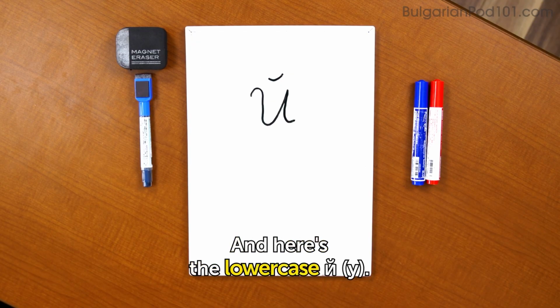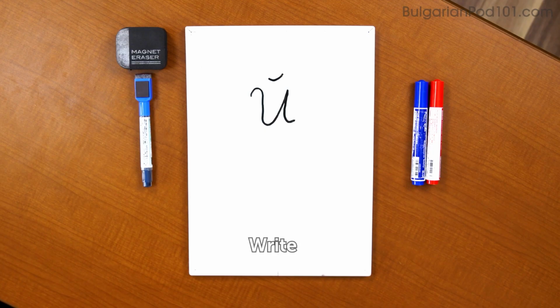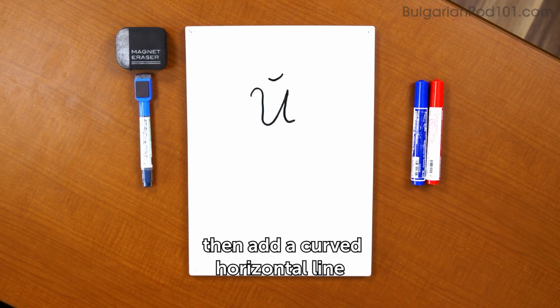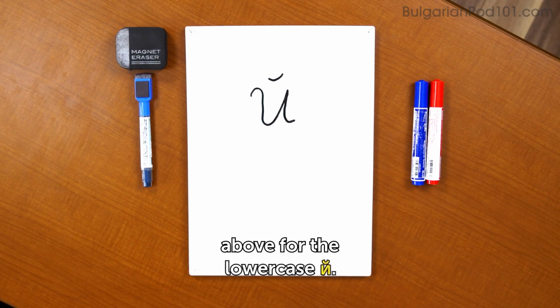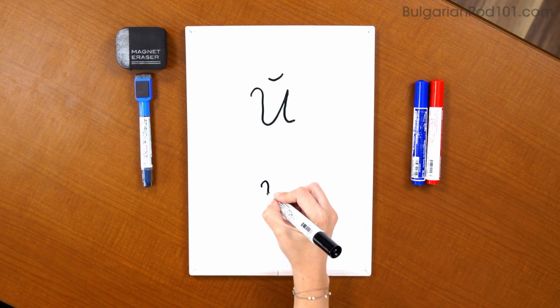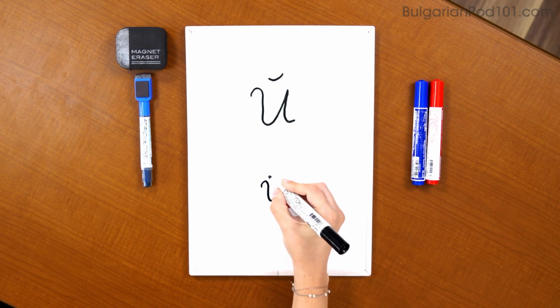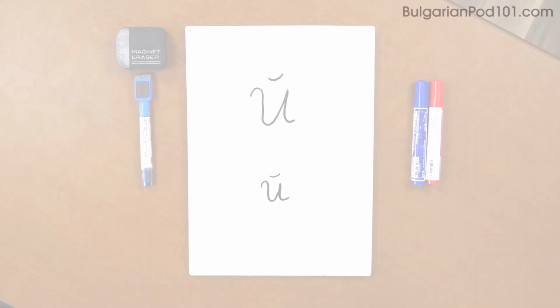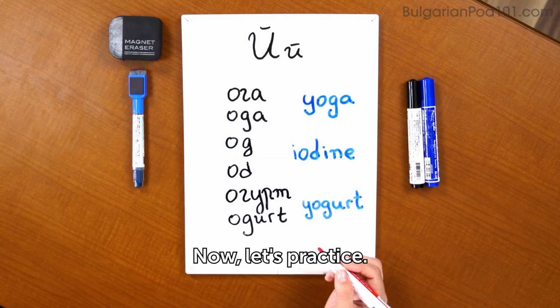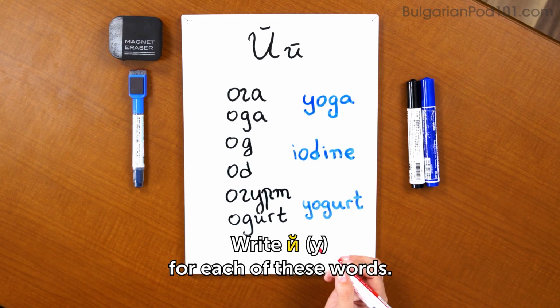And here's the lowercase I kratko. Write I, then add a curved horizontal line above for the lowercase I kratko. Now let's practice. Write I kratko for each of these words.